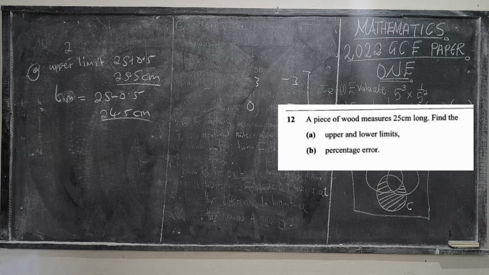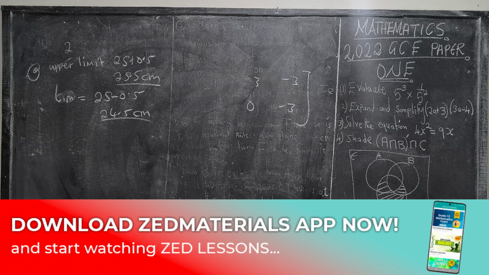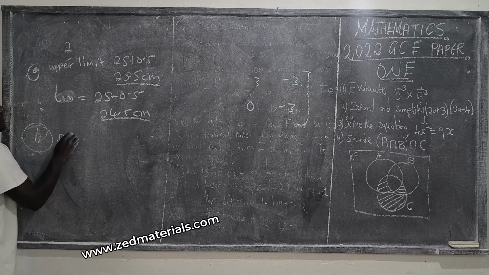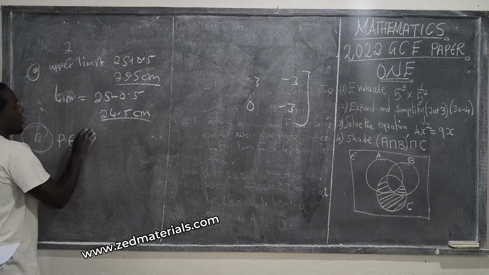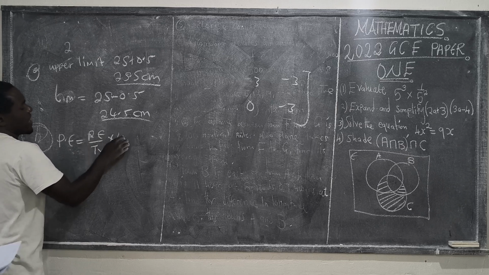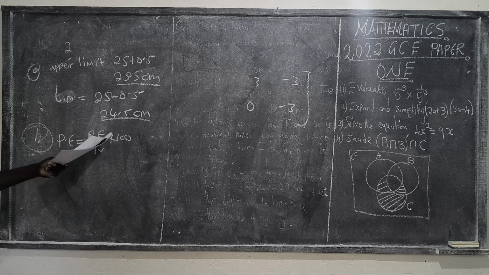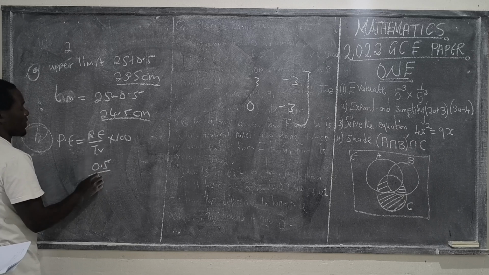Next, they are saying you find the percentage error. How do you find percentage error? The Z Material explained how you can find the percentage error. So Z Material said percentage error is given by relative error over true value multiplied by what? 100%. So what is our relative error? We need to find the absolute error. So what is our absolute error? It will be the margin error, which is 0.25, over true value, which is what?